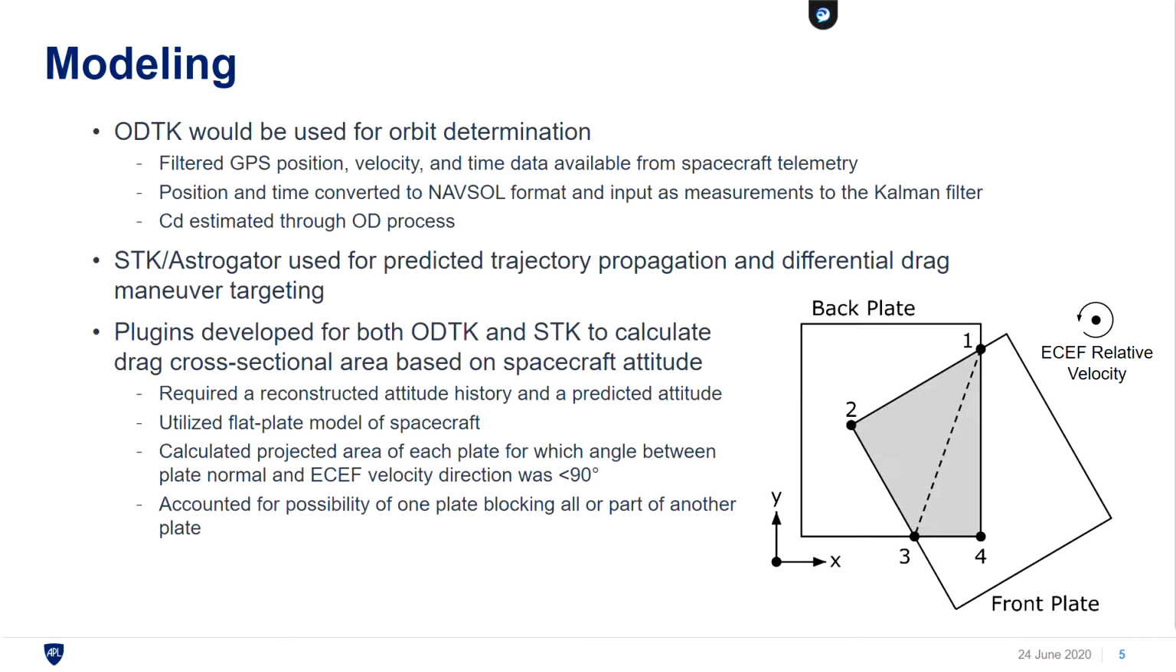So utilizing a simple flat plate model for the spacecraft, the projected area of each plate along this Earth-centered, Earth-fixed relative velocity vector direction was calculated. And because of the solar panels, there would be instances where one plate blocked another. And in that case, this shaded area was also calculated and accounted for in the drag calculation.